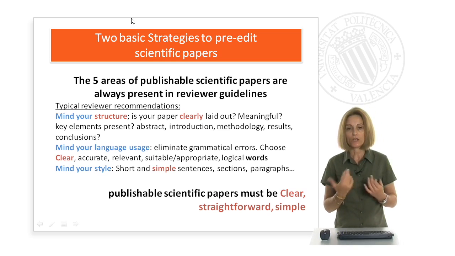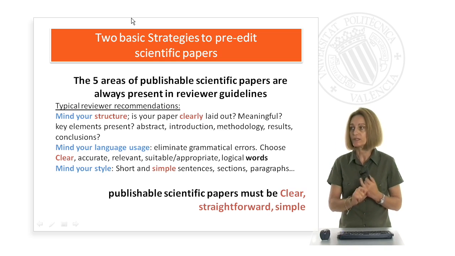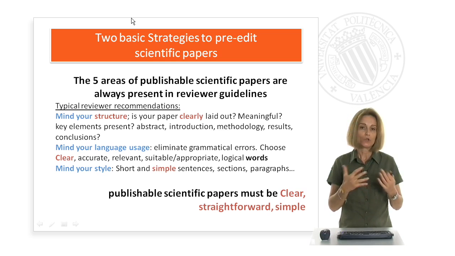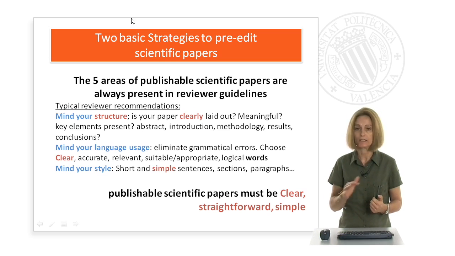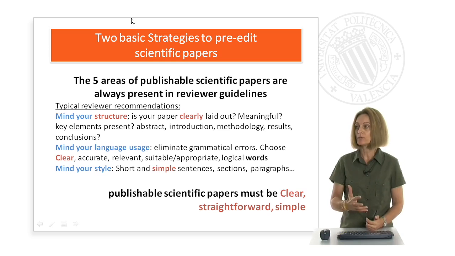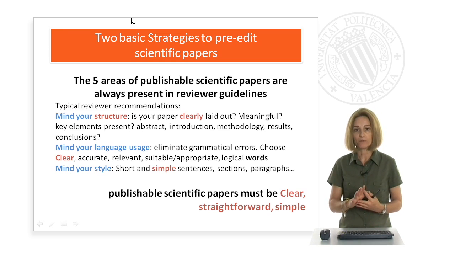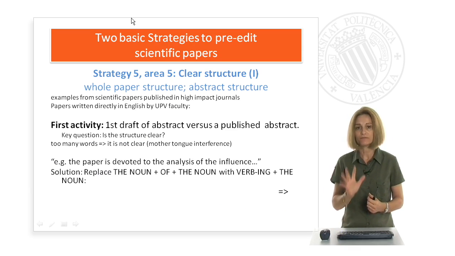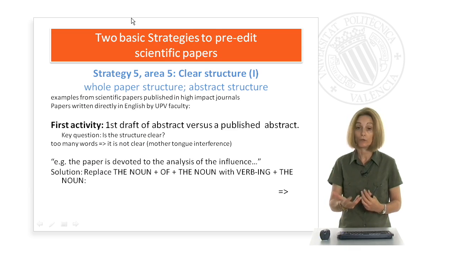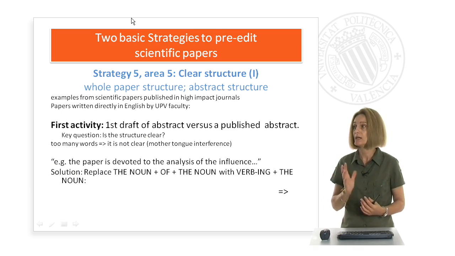Typical reviewer recommendations are, for instance, to mind your structure, your paper, and first of all, your abstract has to be clearly laid out and clearly structured. You have to mind your language usage, you have to mind your style, and publishable scientific papers must be clear, straightforward, and simple. Now, let's look at area number 5. And you'll understand strategy number 5.